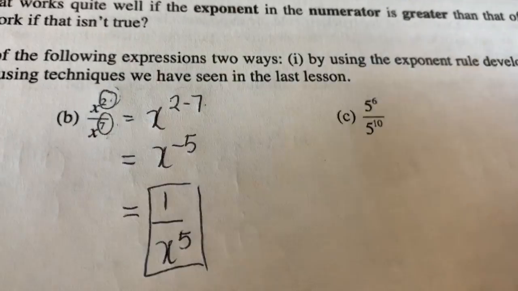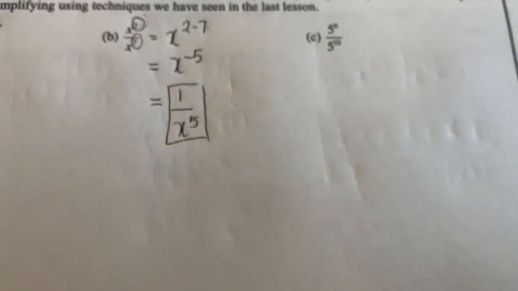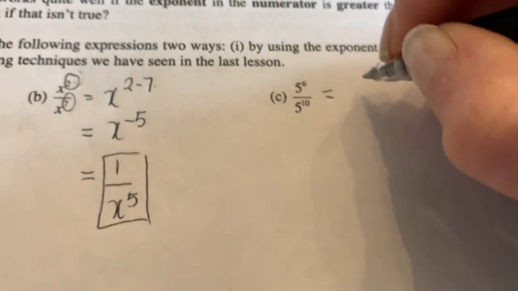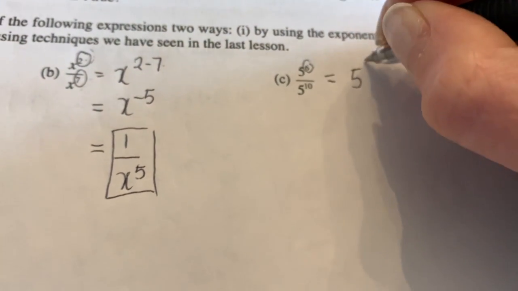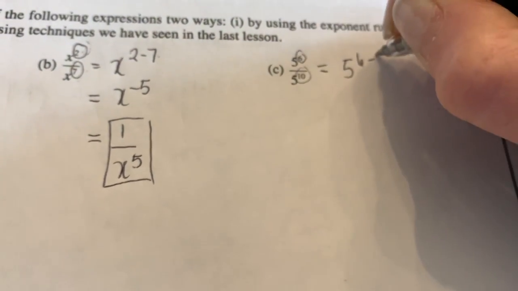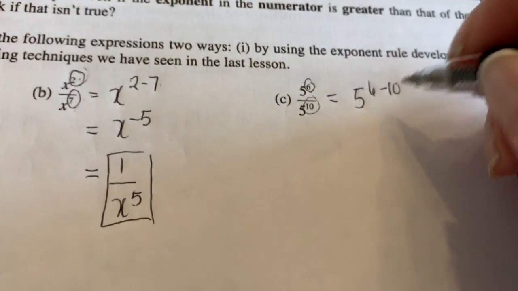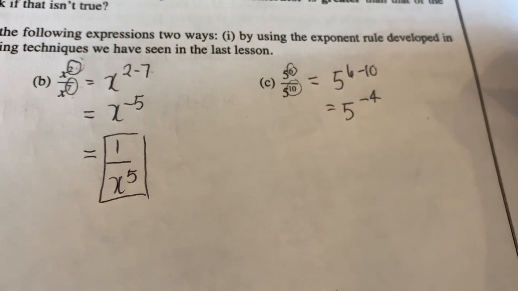Uno más. 5 to the 6th power divided by 5 to the 10th power. So again, we're keeping the base, which is 5, and we're subtracting the exponents in order, 6 minus 10. Not 10 minus 6, 6 minus 10. Okay? So this is going to be equal to 5 to the negative 4th power.